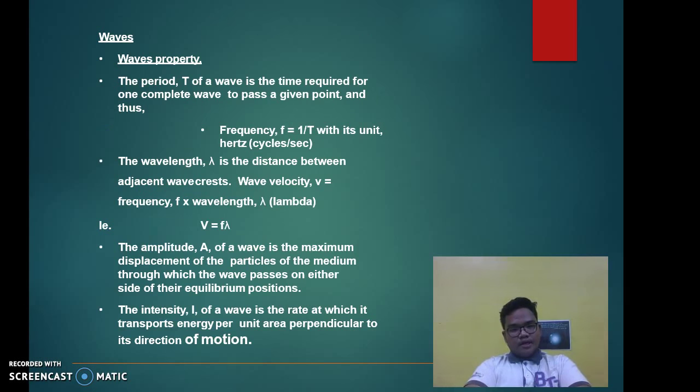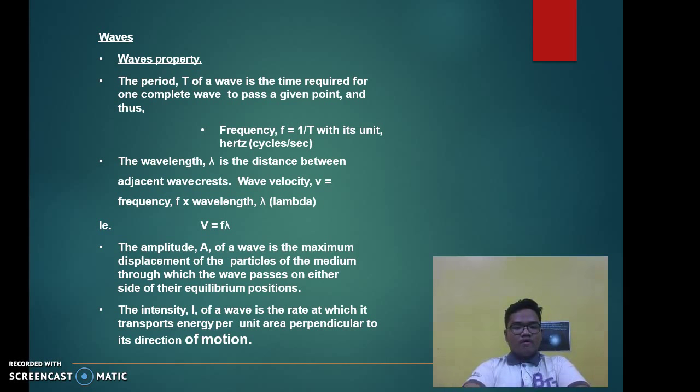Wave's property. The period of a wave is the time required for one complete wave to pass a given point, and thus F equals 1 over T with its unit hertz. The lambda, or wavelength, is the distance between adjacent wave crests. V equals F lambda.